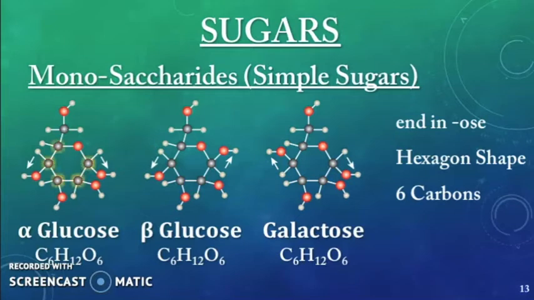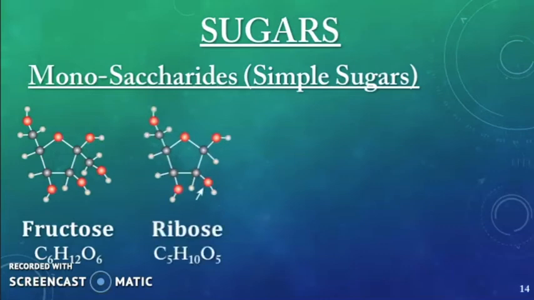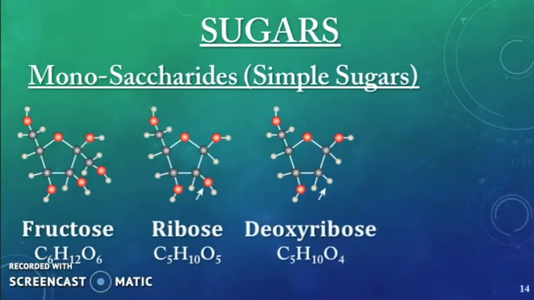1, 2, 3, 4, 5, 6 on alpha glucose. Okay, 1, 2, 3, 4, 5, 6 in beta glucose, and in galactose, 1, 2, 3, 4, 5, 6. So these are sugars that are monosaccharides, and these three happen to have hexagon shapes. So let's look at another set of monosaccharides, and these you'll see are going to look different.